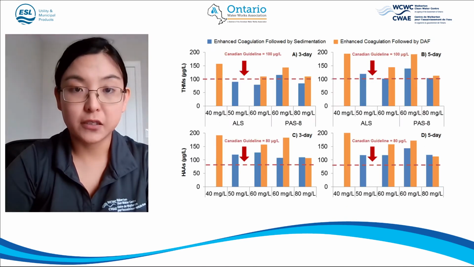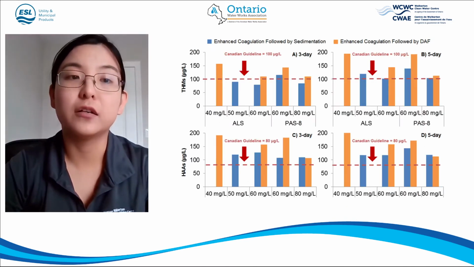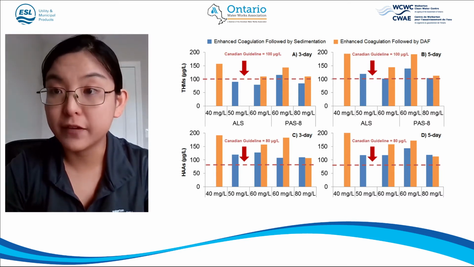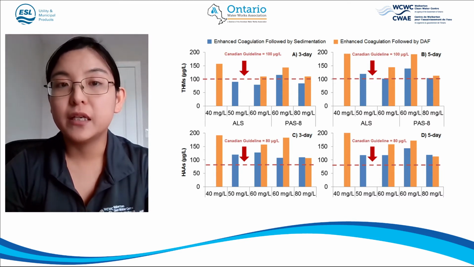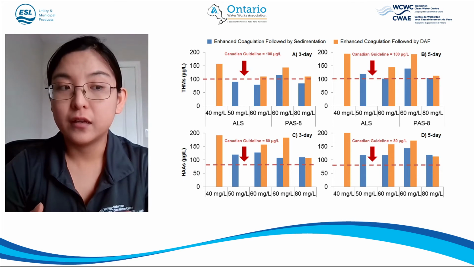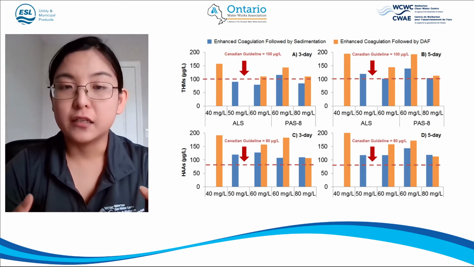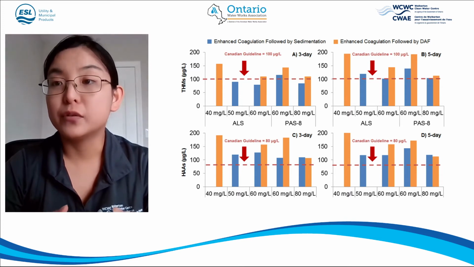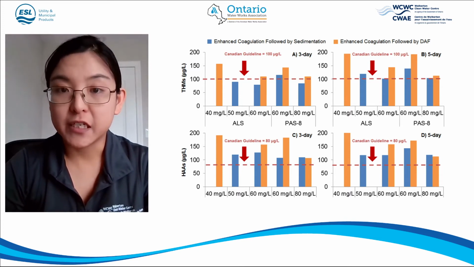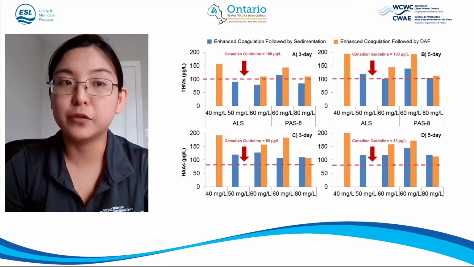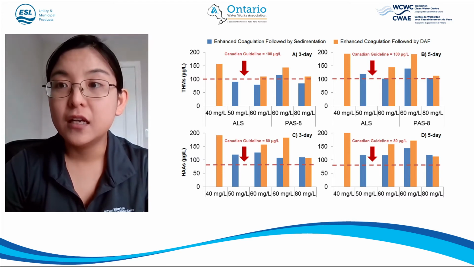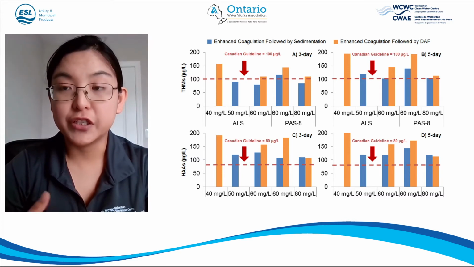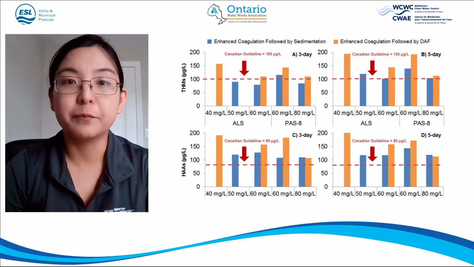we conduct another bench-scale test called the simulated distribution system test. So we took that clarified water and dosed it with a certain amount of chlorine and kept it in the dark at room temperature for a certain period of time. Afterwards, we sample for THM and HAA values to see how much THM and HAA were formed during that period of time.